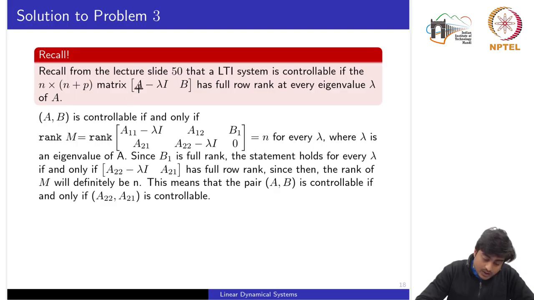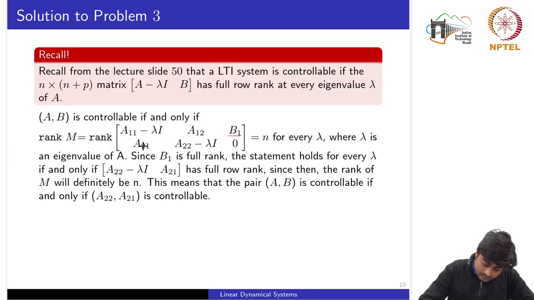Now if we substitute our partitioned A matrix and the partitioned B matrix, which is given in the problem, let's call that matrix M. So that matrix we would obtain as this one. Now here one important thing to notice is that B1 is already assumed to be a full rank matrix. Now if B1 is full rank, the rank of this matrix would be full rank, which definitely would be less than n. Right?